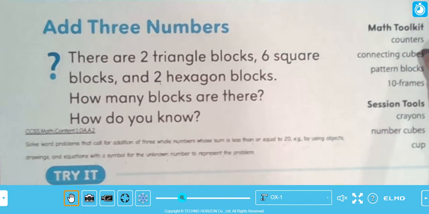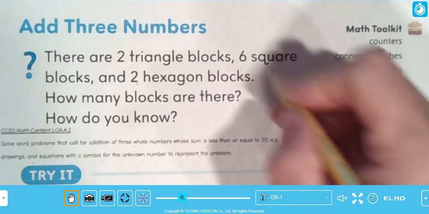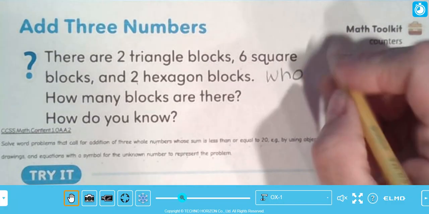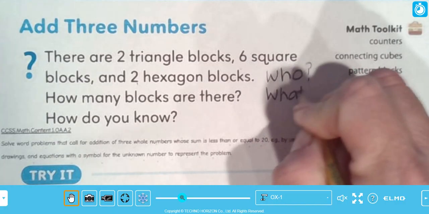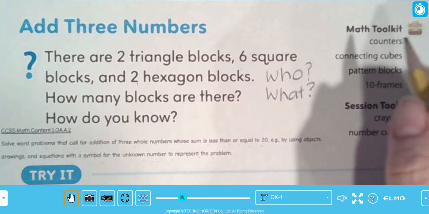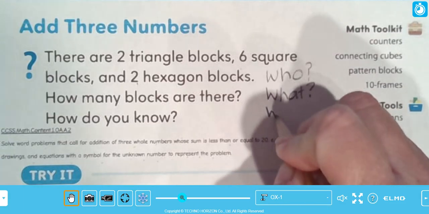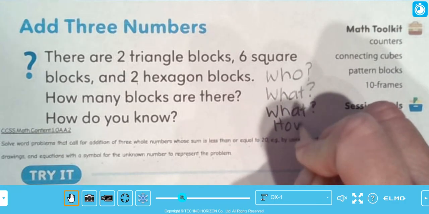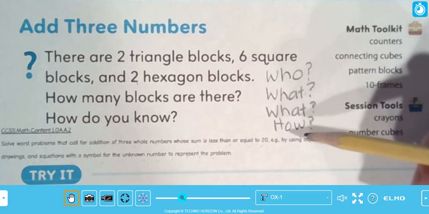When we do a word problem, you want to read it 3 times. How many times you want to read it? 3 times. And you want to ask yourself 3 questions. Who is the problem about? Who is the story about? That's the first question. The second question is, what's happening in the story? And the last question is, what do we know and what do we not know? And then how are we going to solve it? So you're going to read it 3 times, but you're going to answer these 4 questions, okay?